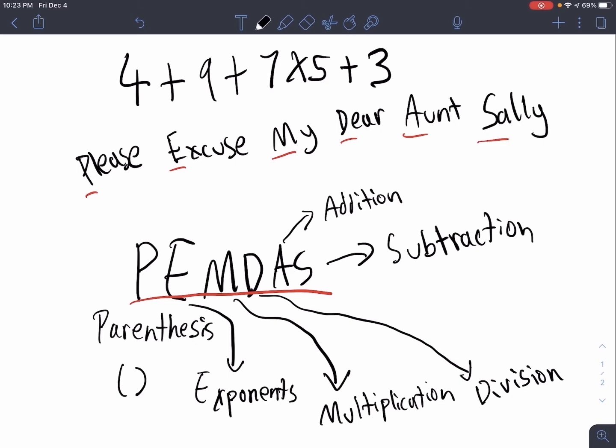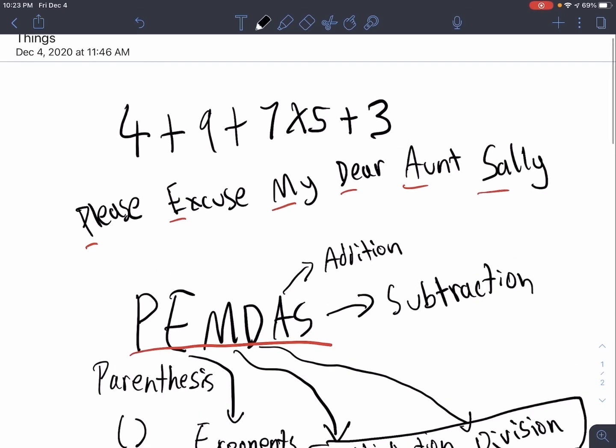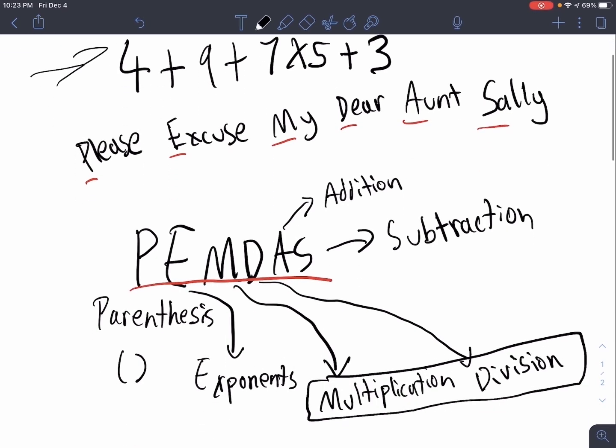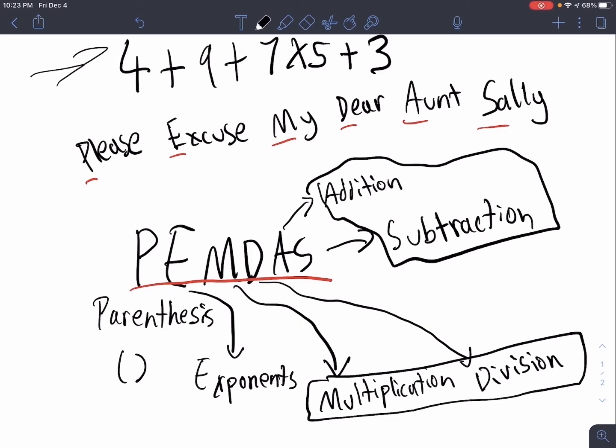And keep in mind that you would do parentheses, exponents, but when it comes to multiplication and division, you don't necessarily do multiplication before division or division before multiplication. These two, it's dependent on what comes first, from left to right. So based on the problem, you may do division first or multiplication first. Same for addition and subtraction. You don't necessarily do addition before subtraction. Based on the problem, you may do addition first or subtraction first. I will elaborate on that in a second.